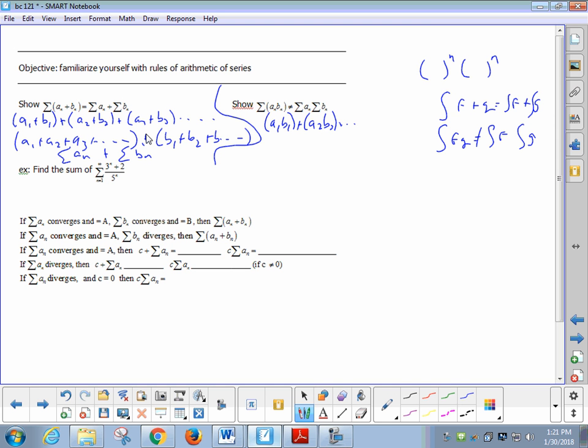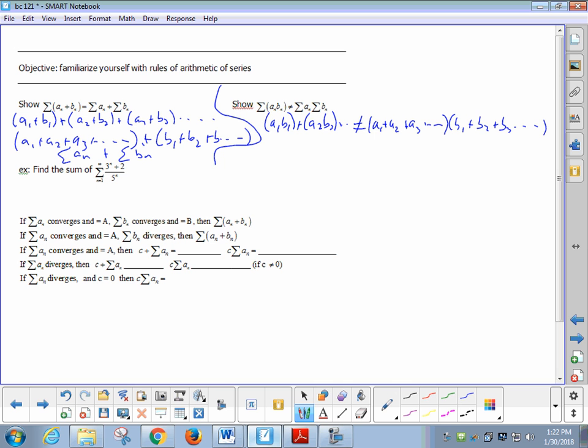there's not really any algebra to do here. I can't factor out a greatest common factor. There isn't one. It's a non-starter. If you were to look at the other side, that would be A1 plus A2 plus A3 and so on forever times B1 plus B2 plus B3 and so on forever.